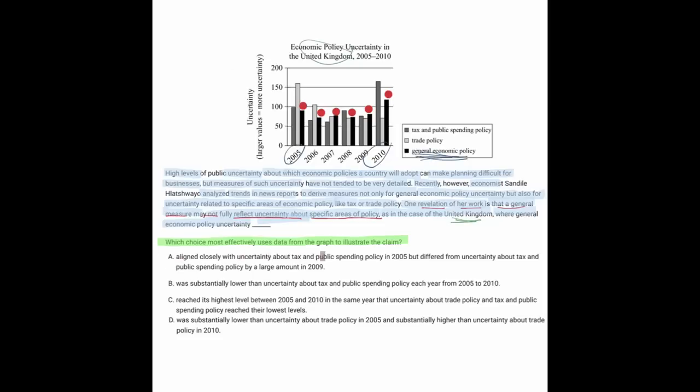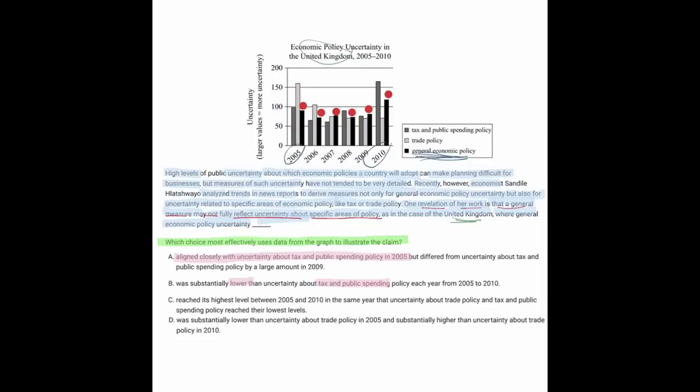A, aligned closely with uncertainty about tax and public spending policy in 2005. So the UK general is aligned closely with uncertainty in 2005. Well, right there, we know that that's wrong because we don't see it aligned with uncertainty in 2005. B, substantially lower than uncertainty each year. It's not always lower than tax and public spending because of this example right here. Actually, there it is lower, but here it's higher than tax and public spending.